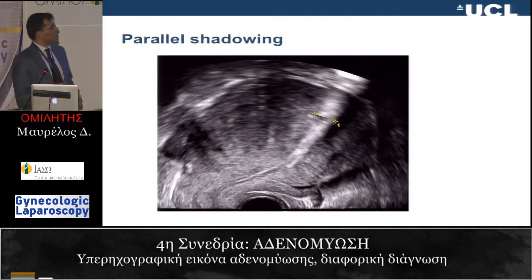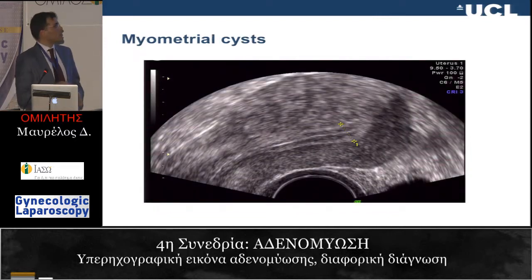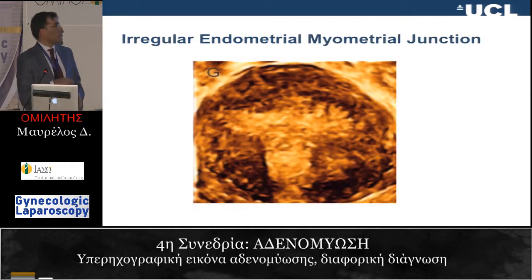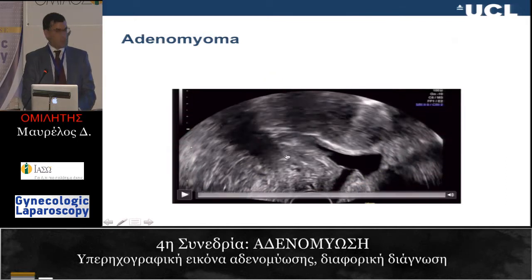Then you get the parallel shadowing I talked about, these kinds of appearances. Then you get the myometrial cysts here, here, there. You get hyperechoic islands, an irregular myometrial-endometrial junction, and you can have an adenomyoma, which is essentially the same pathology, just focal.